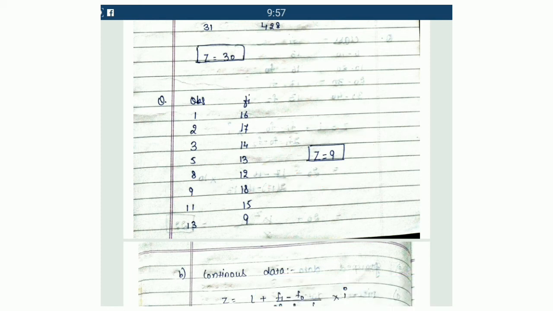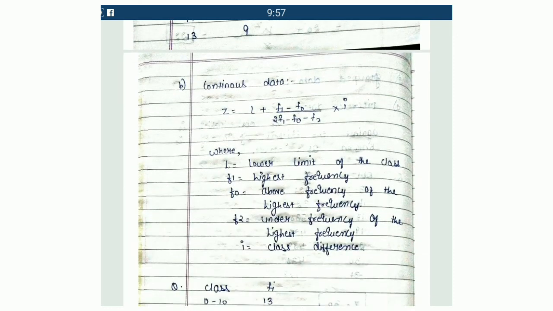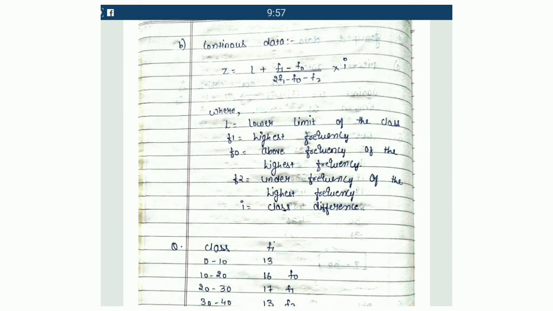This is what we do for the discrete data. Now let us see the continuous data. Continuous data means where classes and frequencies are given to us.